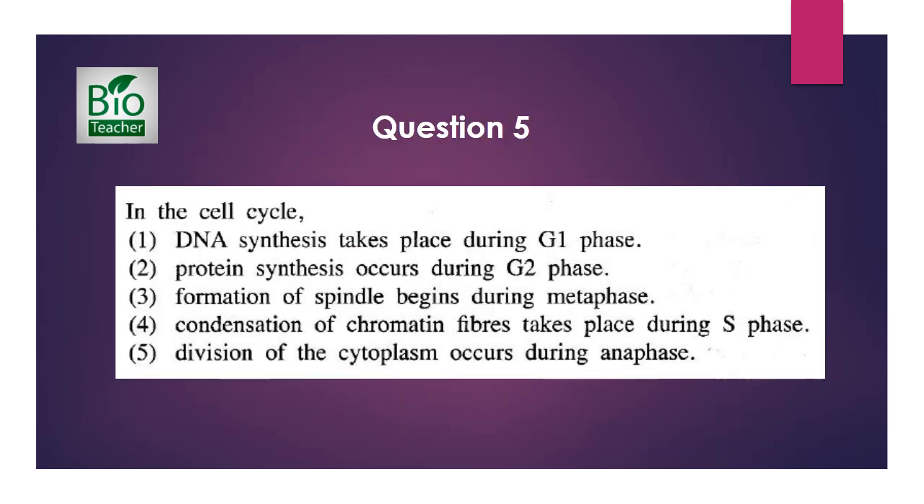This question talks about the cell cycle. The sequence of events that takes place in a cell from the end of one cell division to the end of the next cell division is referred to as the cell cycle.